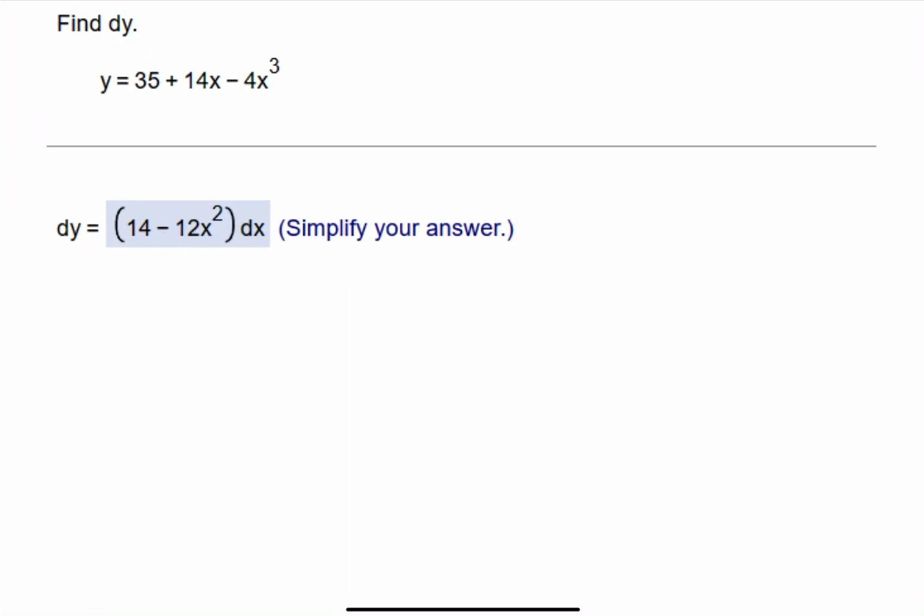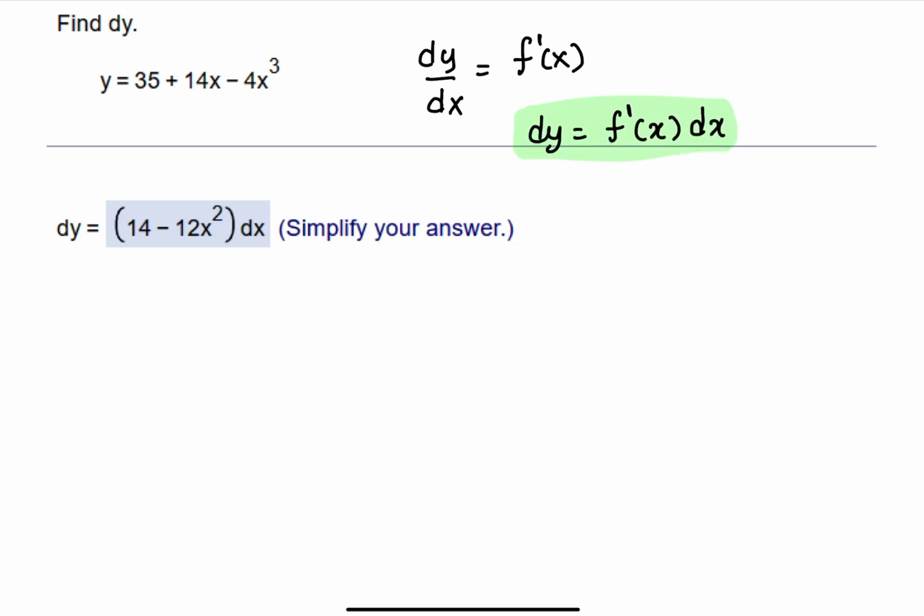So they said find dy. I'm going to go back to my basics here. dy by dx is nothing but my f prime of x. So my dy, you have to memorize this. You can have a note card, you can write it on that. dy is nothing but f prime times dx. So note this formula down, so when you all are working, you always have this with you.